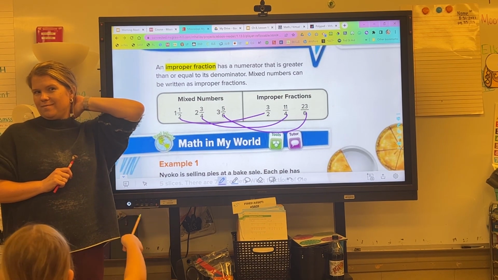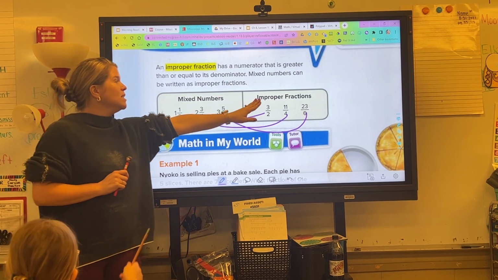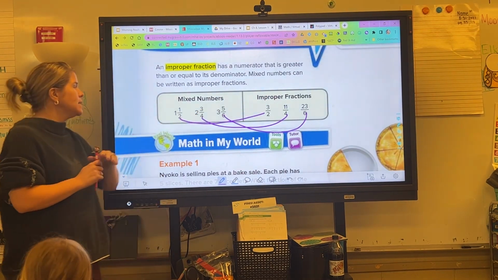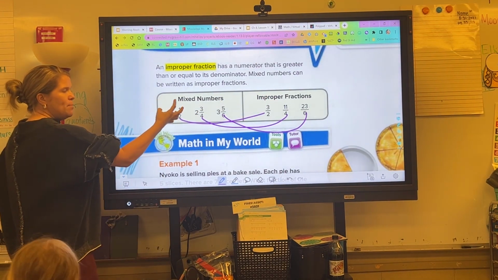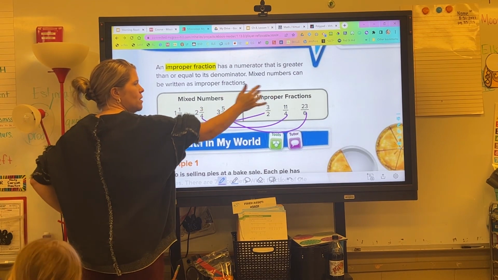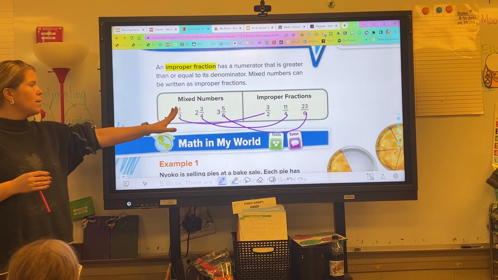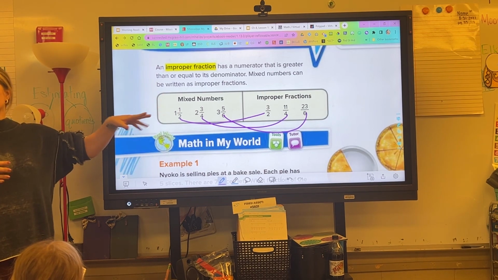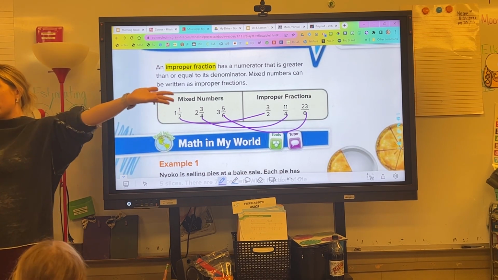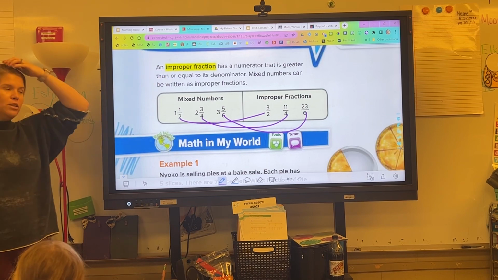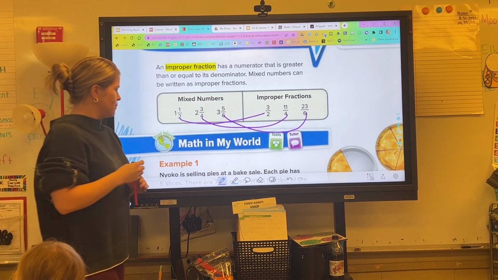Because my numerator is bigger. So it's kind of like my big whole number is hiding up here in that numerator. That's what makes it so big. My whole number is no longer out front. It's hiding up top because the numerator is so big. Okay? Now I'm going to show you how we find it.